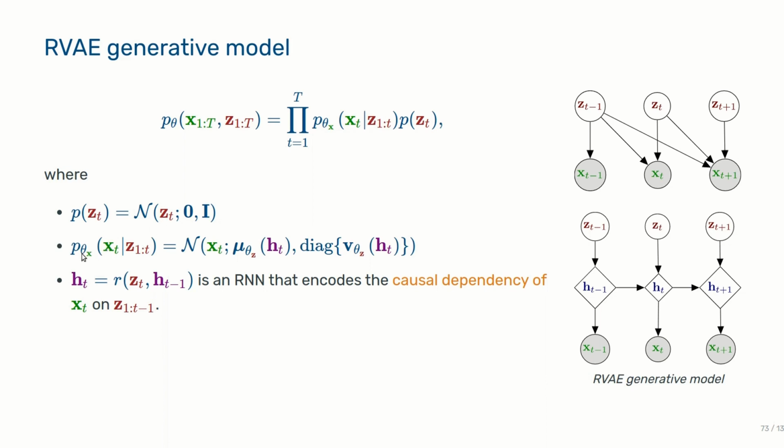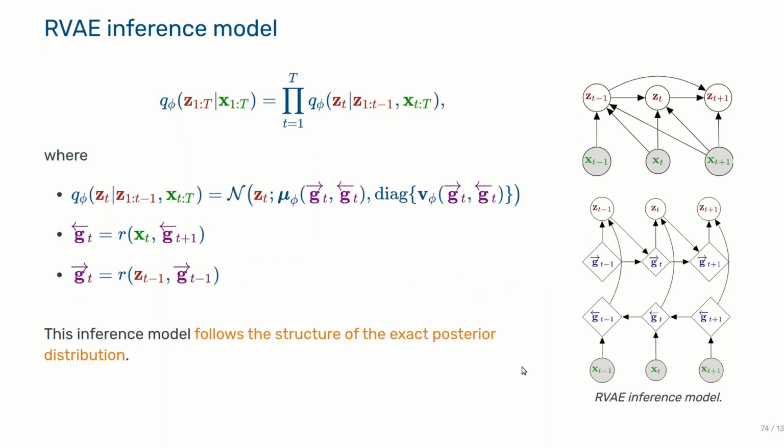More precisely, the generative model of XT is a normal distribution whose parameters are computed from a recurrent variable HT that encodes all the previous and current latent codes. You can see how this is implemented in the diagram on the right part of the slide. Regarding the inference model, the exact distribution follows the equation that you have on the slide as well as the diagram.